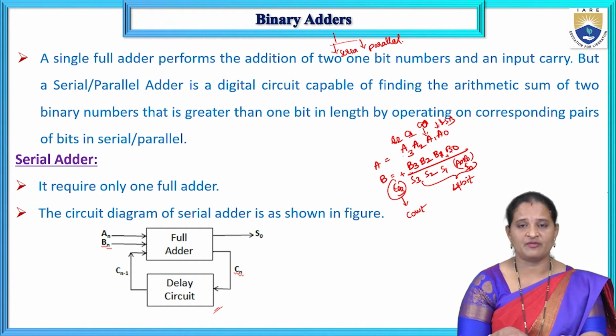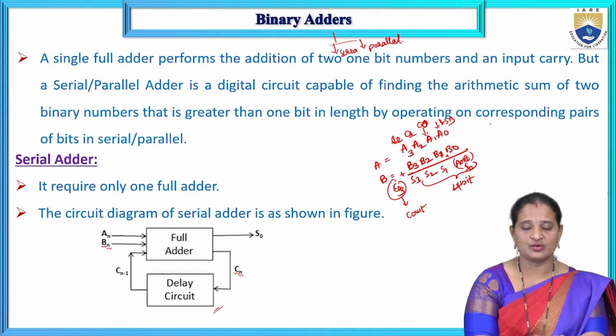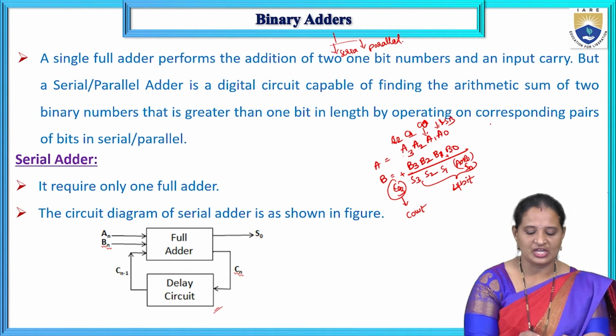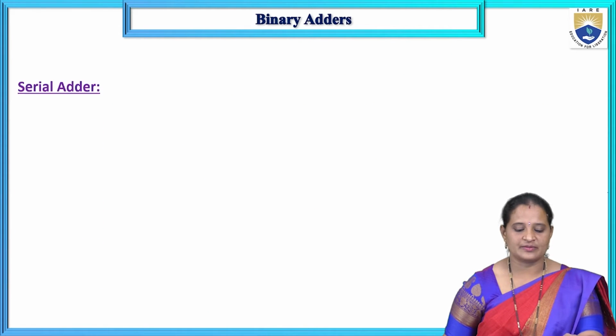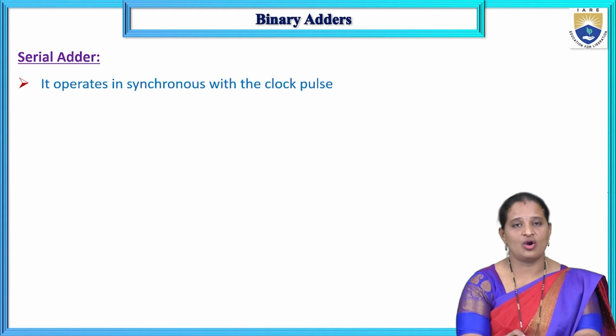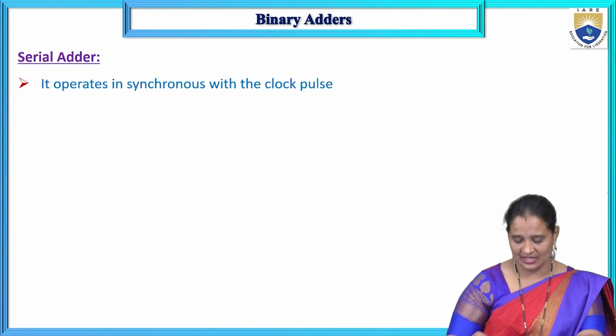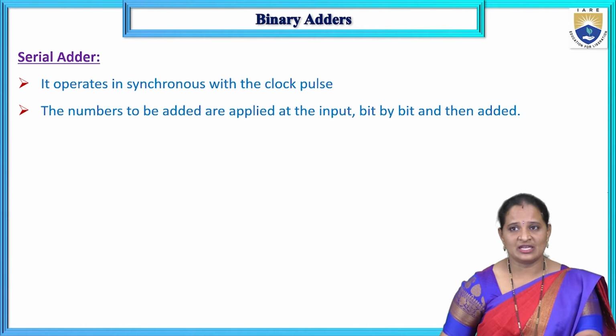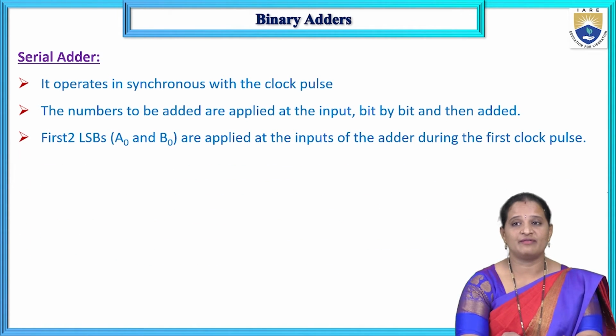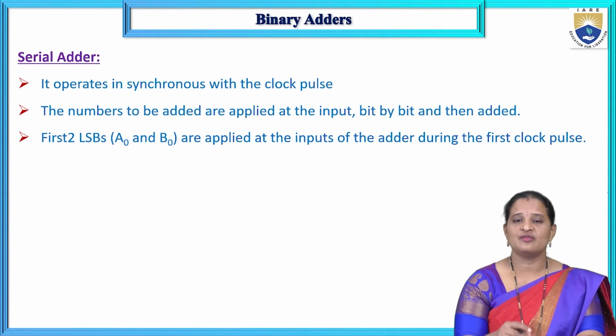So now, how to perform the addition of these 4-bit binary numbers using the serial adder. Here, as I told you, we are using only one full adder initially, and this works in synchronous with the clock pulse. This serial adder operates in synchronous with the clock pulse because we have a delay circuit. Basically, the delay is nothing but a flip-flop, and as we all know, flip-flops are sequential circuits which operate in synchronous with the clock pulse.